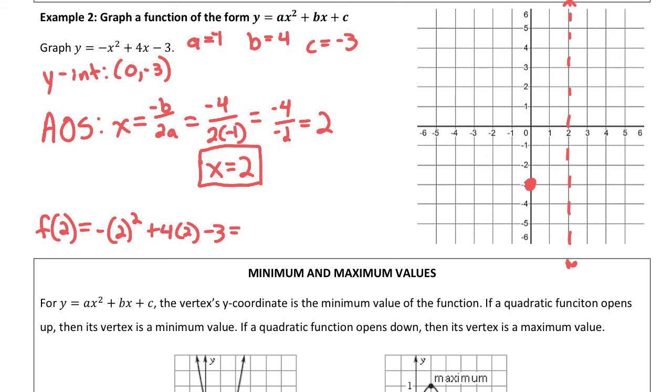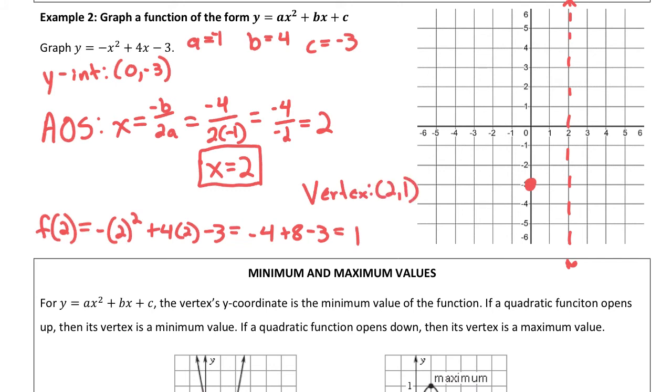So this becomes 2 squared times negative 1, that's negative 4, plus 8 minus 3. So I simplify that out. That is going to be 4 minus 3, which is 1. So our vertex is the point (2, 1).